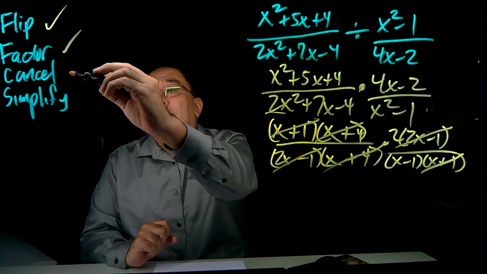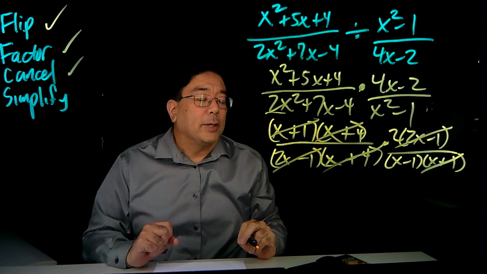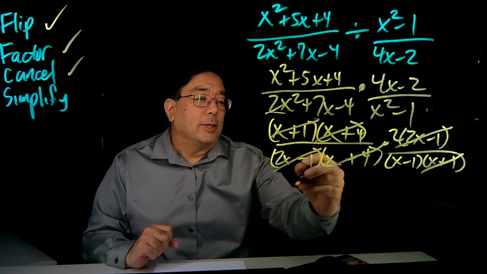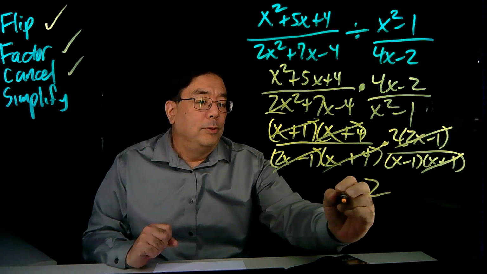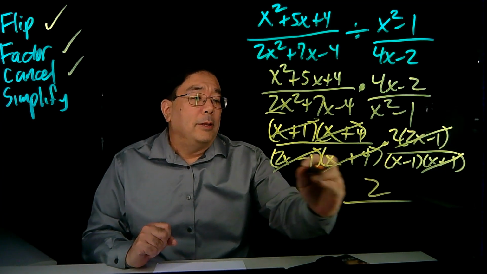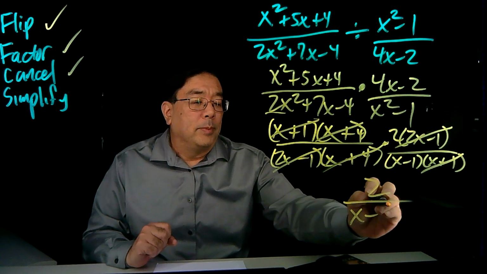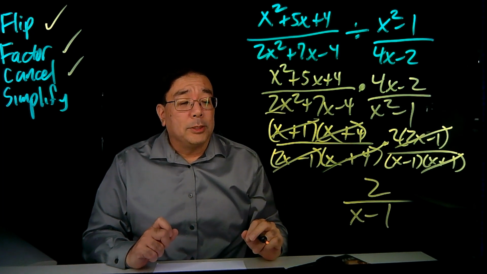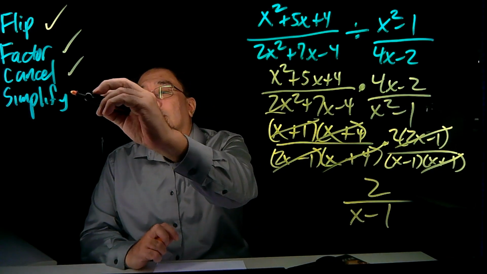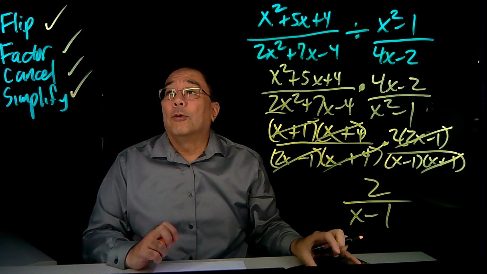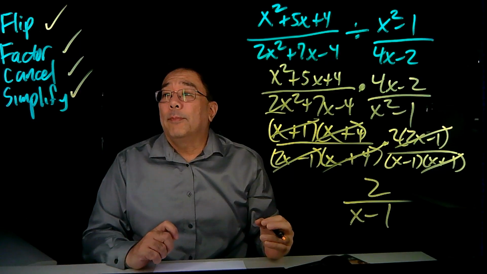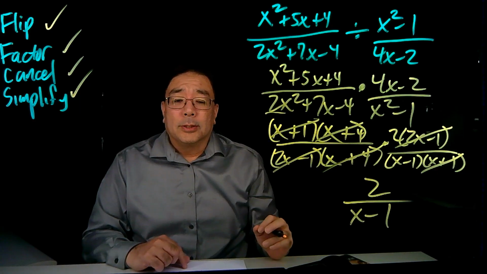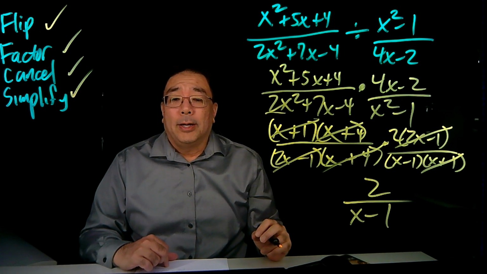And then after we've canceled, we see what can simplify. That just means what's left over. On the top, we still have this 2, and on the bottom, we still have this x minus 1. So in this case, it all becomes just 2 over x minus 1. So once again, you flip, you factor, you cancel, and you simplify. So that's how you would do these dividing rational expressions.